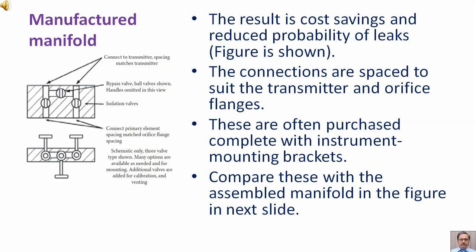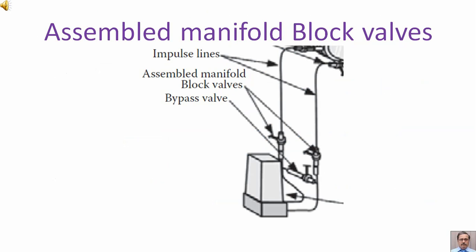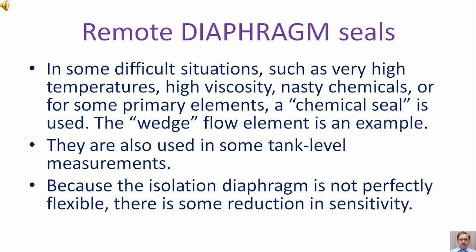Figure is shown. The connections are spaced to suit the transmitter and orifice flanges. These are often purchased components with instrument mounting brackets. Compare these with the assembled manifold in the figure in next slide. Assembled manifold block valves.